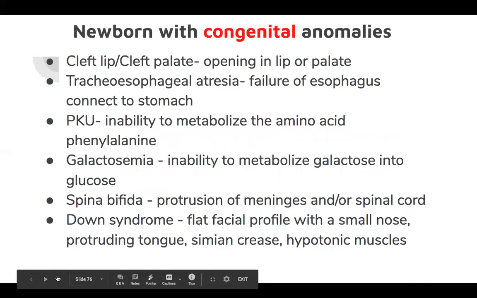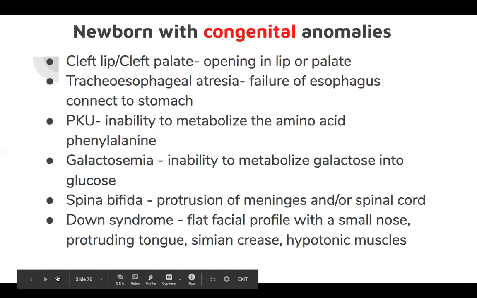The next one is the congenital anomalies. So I gave you a list of the ones I want you to focus on. Cleft lip, cleft palate. What are you seeing in there? You're seeing that opening in the lip, if it's a cleft lip or a palate. Tracheoesophageal atresia, failure of the esophagus to connect to the stomach. PKU, inability to metabolize the amino acid phenylalanine. Galactosemia, inability to metabolize the galactose. So in galactosemia, can this baby be breastfed? Yes or no? No, correct, because this baby cannot metabolize galactose.